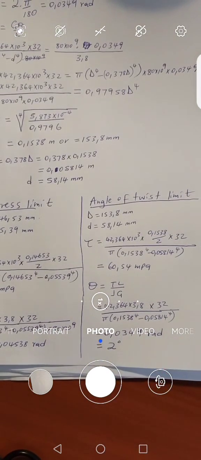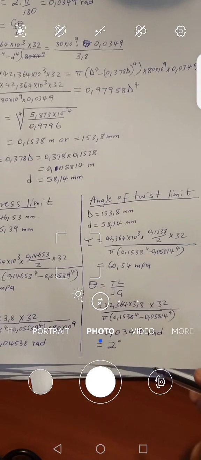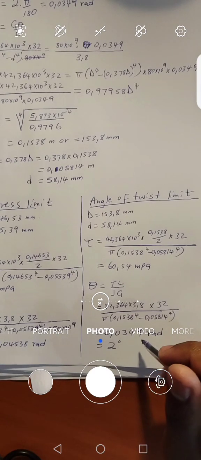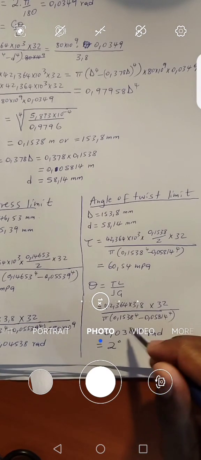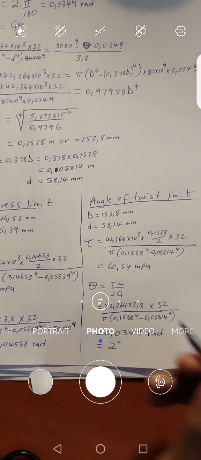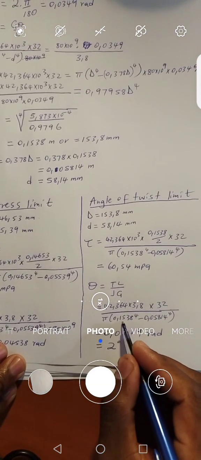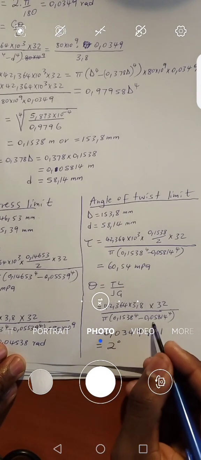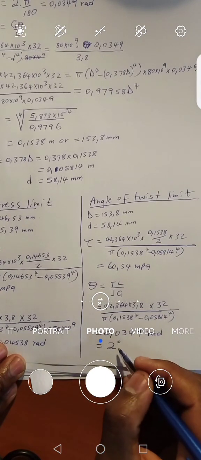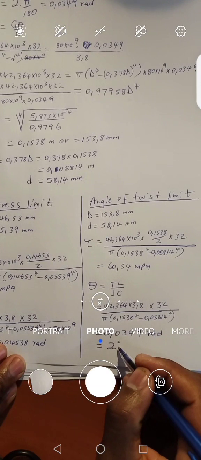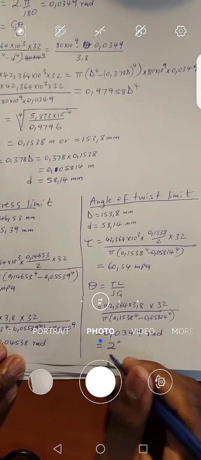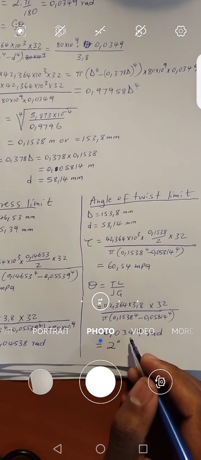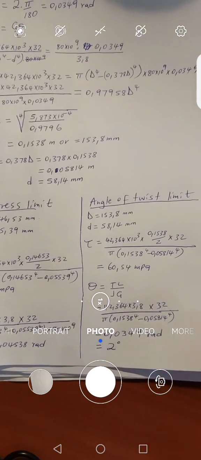Here you might get a different value. Your value might differ from this one a bit. Why? Because of these roundings. The way you round this and this is going to affect this. So you must just be careful with the roundings. With those roundings, you might end up having 2.1 or 2.001. But actually, if you don't round, you should get 2 degrees. So if you get a different answer here, it's because of your roundings. Okay, what does this tell us?